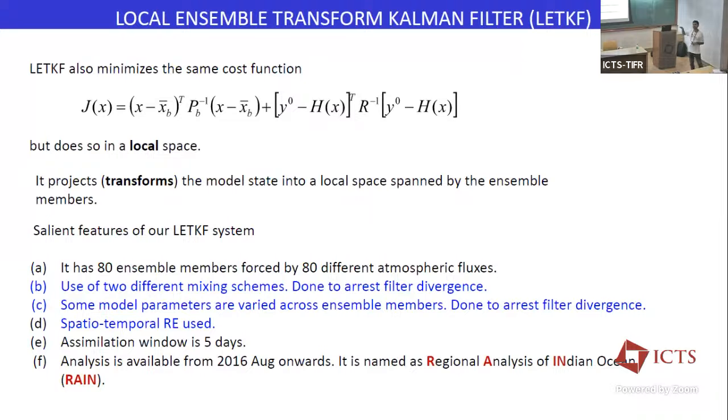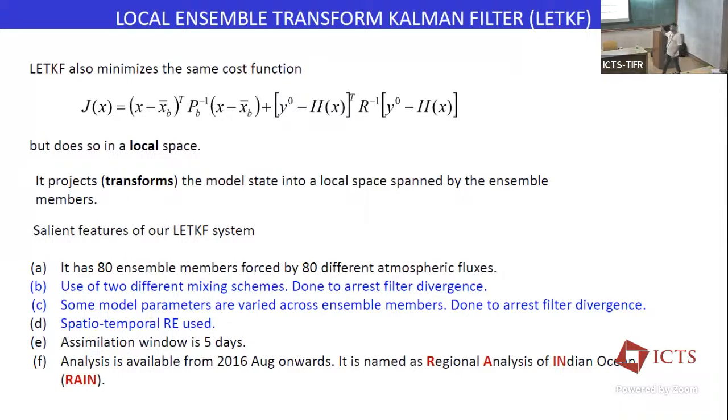So there is a model space, an observation space, and an ensemble space. In our case, since we are working with 80 ensembles, our ensemble space is 80 dimensional. Essentially, whatever is happening is localized and happens over a low dimensional space. Because of this, it is very fast compared to a normal ensemble Kalman filter system, or ETKF or EAKF. LETKF is very fast.